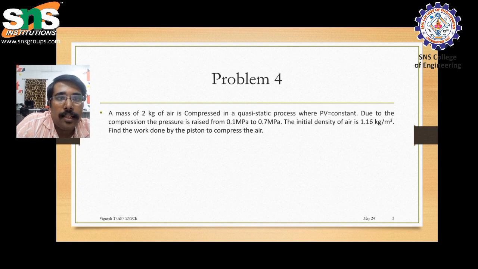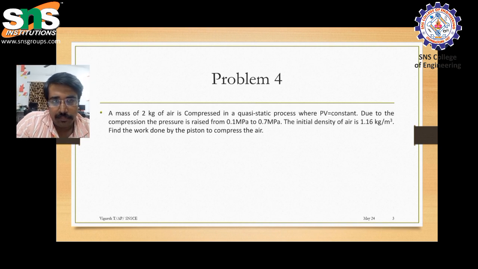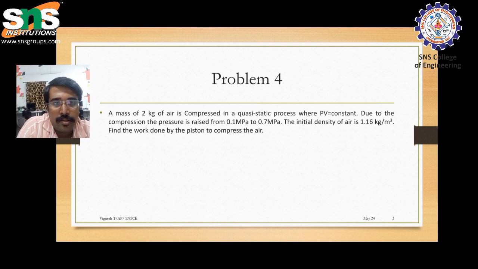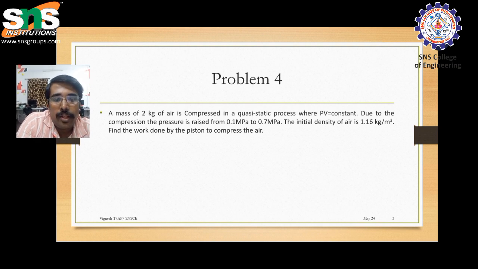So there is a cylinder piston arrangement. Inside that cylinder we have 2 kg of air. It has been compressed. It is a quasi-static process where PV is equal to constant. Initially the pressure is 0.1 megapascal. Due to the compression, the pressure has increased to 0.7 megapascal. The density has been given. What we need to find is the work done by the piston to compress the air.